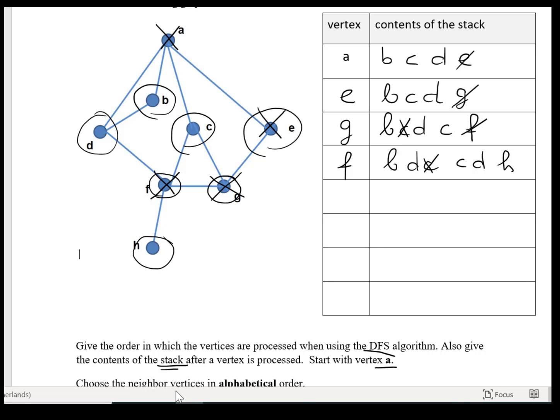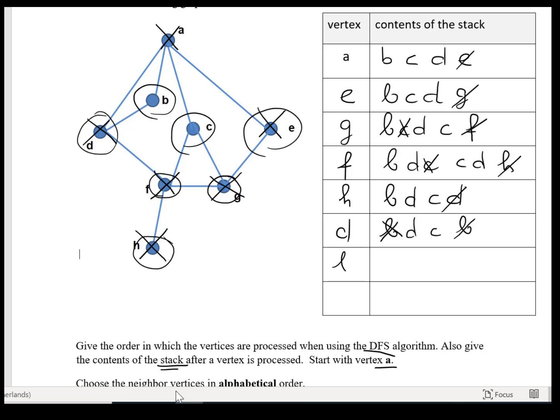So this C goes. We process H. And that one has no not processed elements yet. So the stack just remains as it is. So we take out D. We process D. And we add the neighbor B. That's the only one there. So B, D, C, B, and the old version of B disappears.